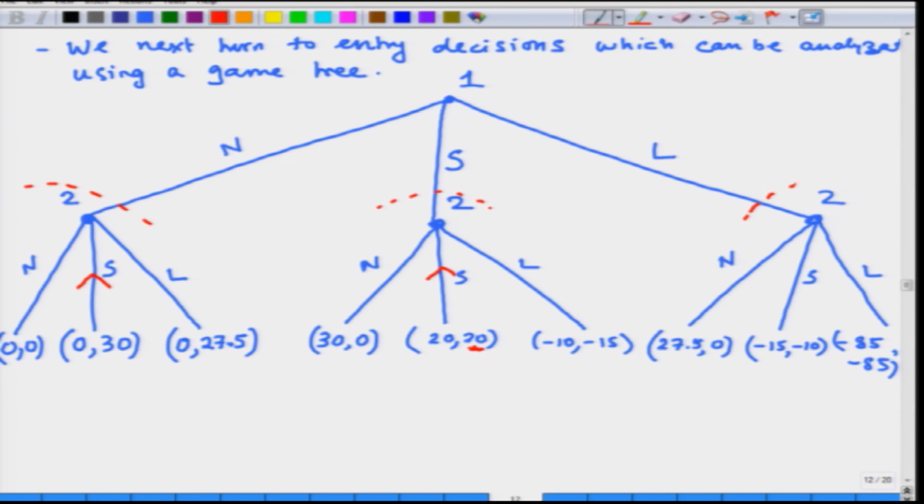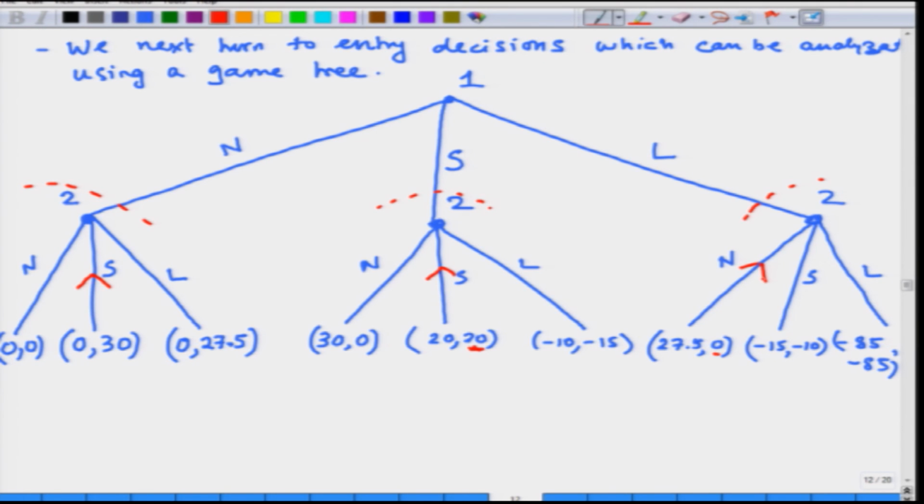Finally, in the third subgame here, if firm 1 had invested in a large capacity, then firm 2 is comparing between not entering, so it gets 0, whereas investing in a smaller capacity which gives it minus 10, whereas investing in a large capacity which gives it minus 85. So, clearly not entering is the best option.